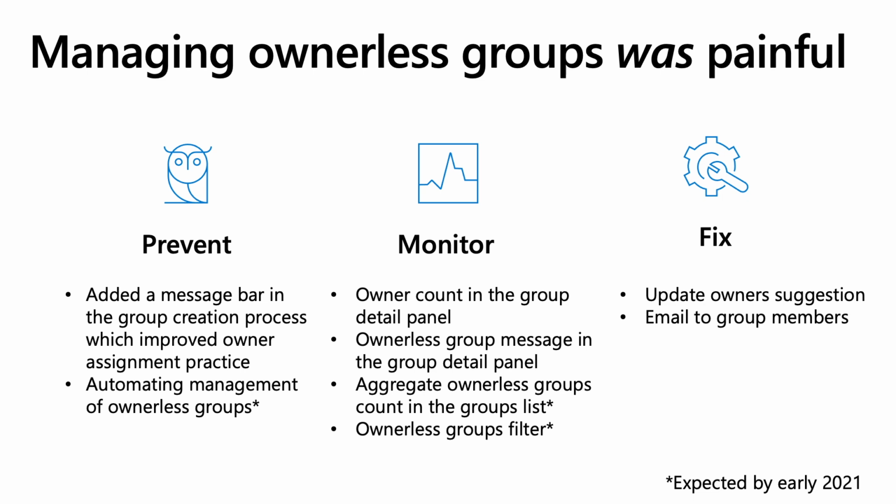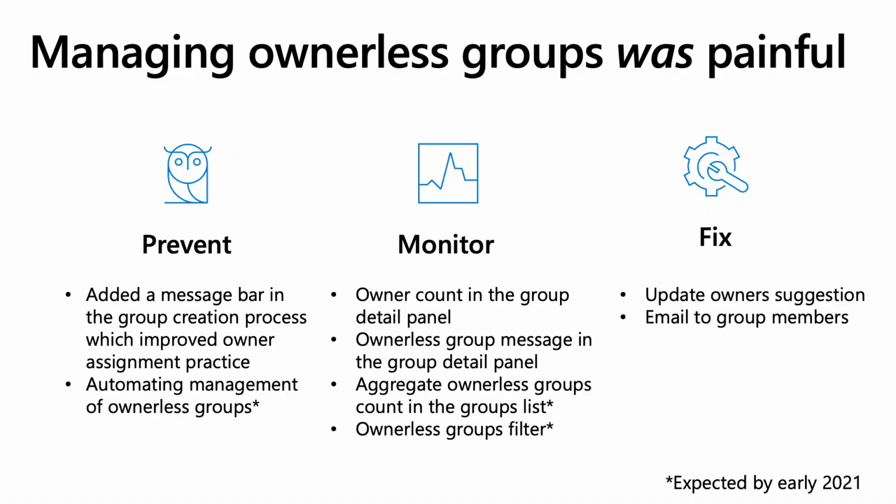And expected by early 2021, we're also bringing an aggregate count to the groups list so that you'll be able to see at any time how many ownerless groups you have across your organization, and you'll be able to use that aggregate in order to filter the list down and get directly into all of the groups that are ownerless. We hope that helps to make it a lot quicker to find and start addressing this ownerless group problem.